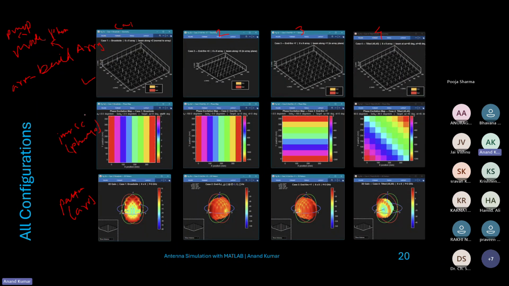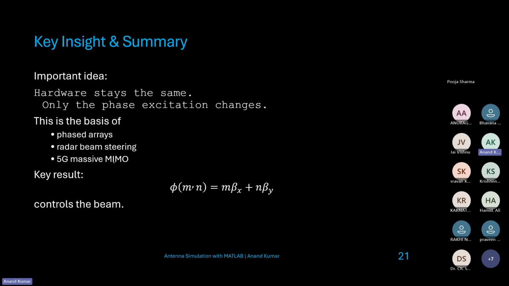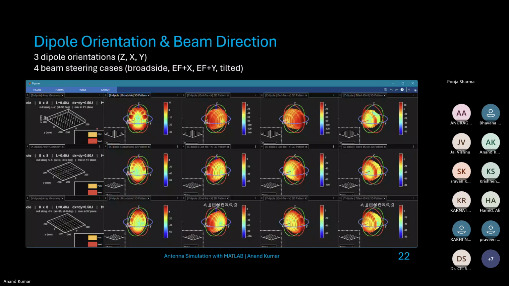So similar to this, we can also do different kinds of arrangements. So the first case we have already seen where we had z-directed dipoles, and by changing the phases, we were able to plot the beam in broadside, x direction, y direction, and 45 degrees.